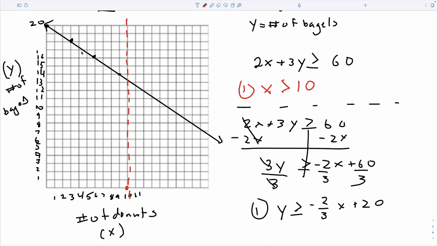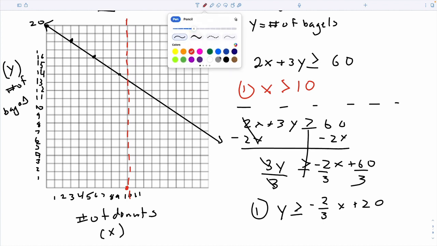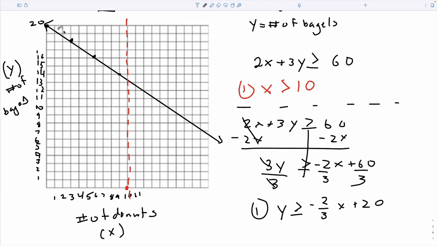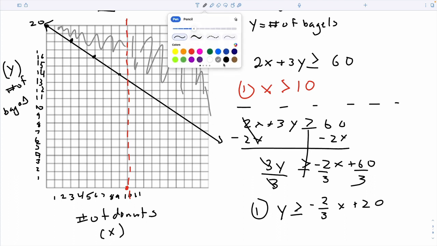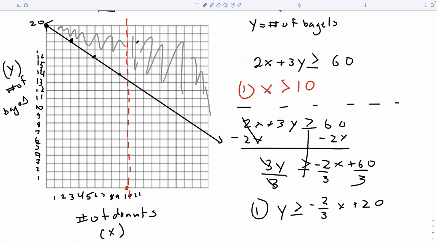Let's go ahead and shade the first inequality. If y is bigger than negative 2/3 x plus 20, do I shade above or below? Above it, since it's bigger. Let's shade that. If x is bigger than 10, do I shade left or right? It'd be to the right. Go to the line, shade to the right.